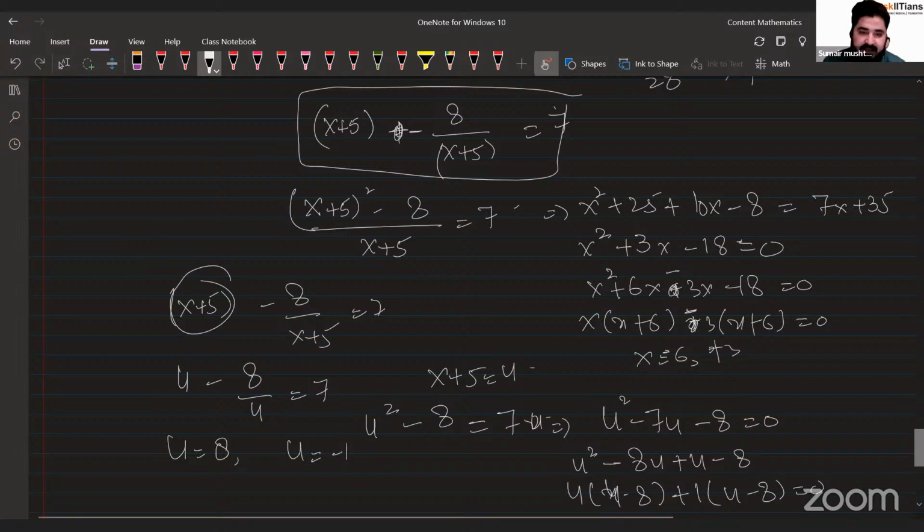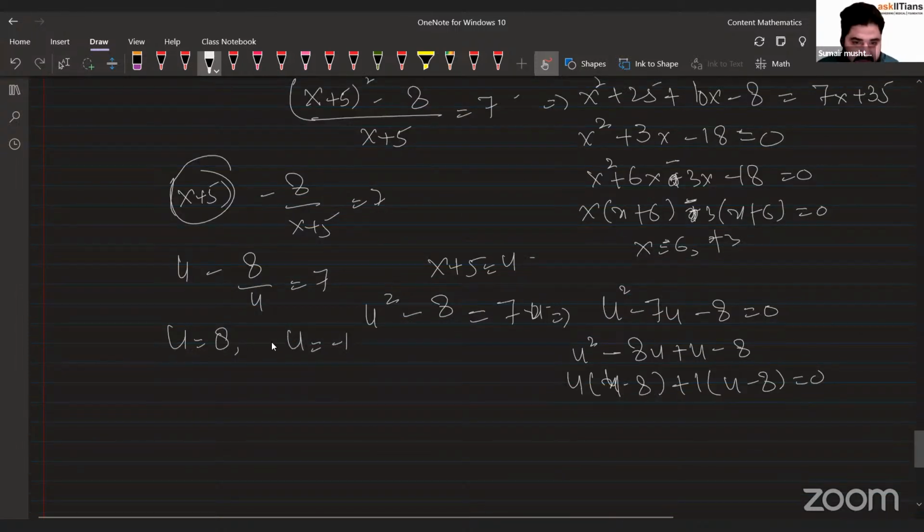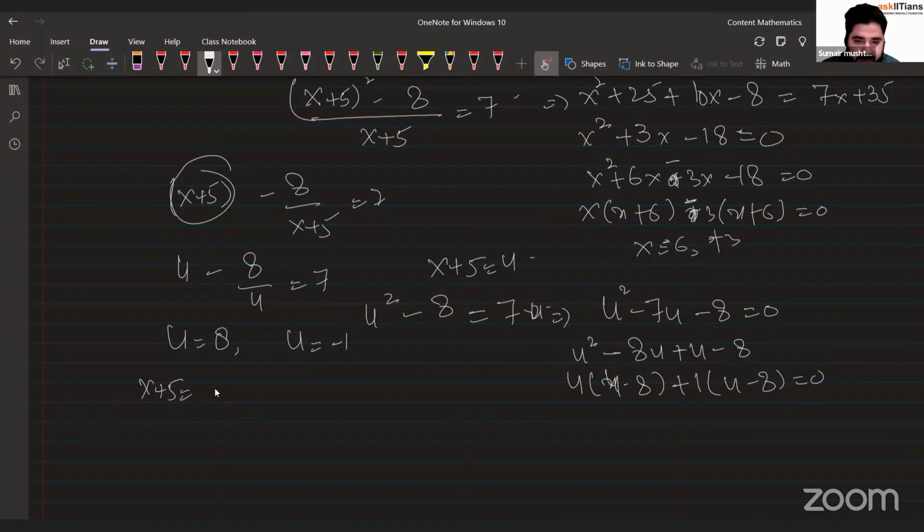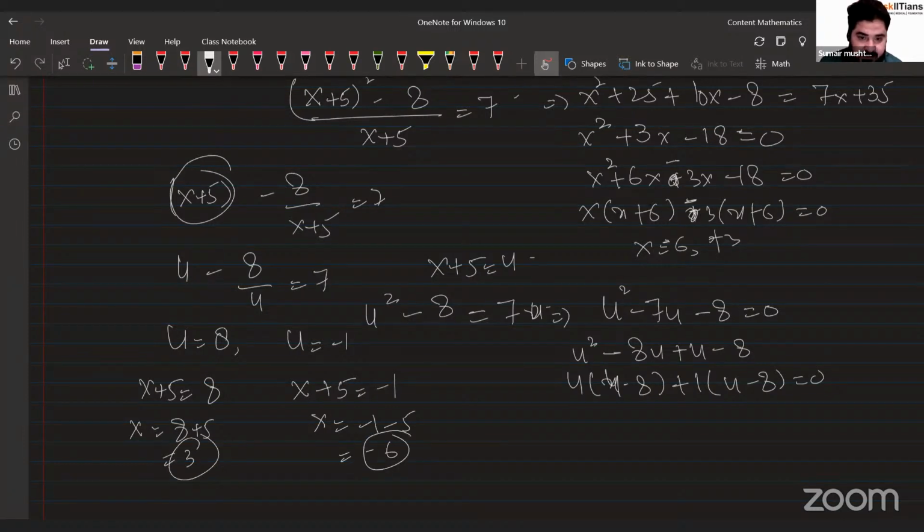But as you know, u has the value x plus 5. So x plus 5 is equal to 8 and x plus 5 is equal to negative 1. When I do this, x is equal to 8 minus 5, that is equal to 3. x is equal to negative 1 minus 5, that is negative 6. Same as what we did in the previous one. Clear?